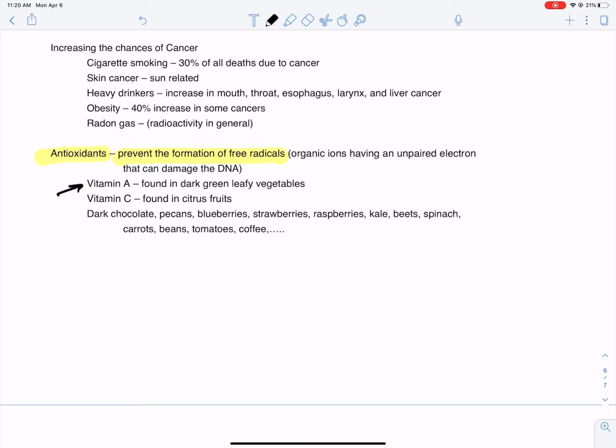Yes. Vitamin A found in the dark green leafy vegetables. Vitamin C found in citrus fruits. And I'm in luck, dark chocolate. Pecans, blueberries, strawberries, raspberry, kale, beets, spinach, carrots, coffee. I'm in luck again. These two should make me live a long time, hopefully. But these things will help reduce the amount of free radicals in our body. So these are things that can help hopefully deter this cancer from happening in our bodies.